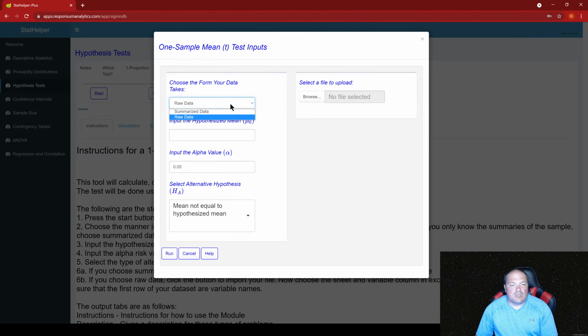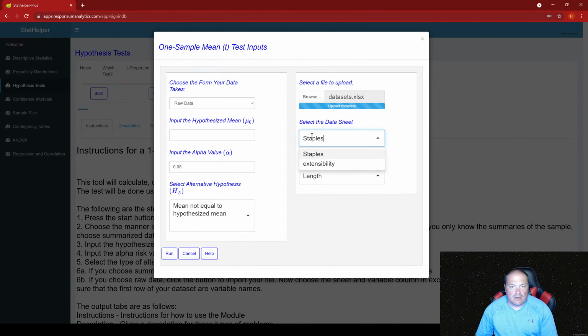Notice we have two different options here. You can use summarized data if you knew the sample mean, sample variance, etc. Or you can use raw data because we have the data in a file. So we're going to come here to Browse. I'm going to go find my file, just like I did earlier. I'm going to pick my data sheet, which is Staples. I'm going to pick my variable, which is length.